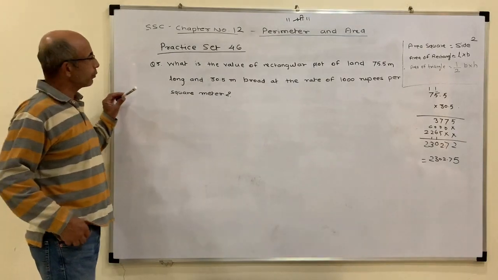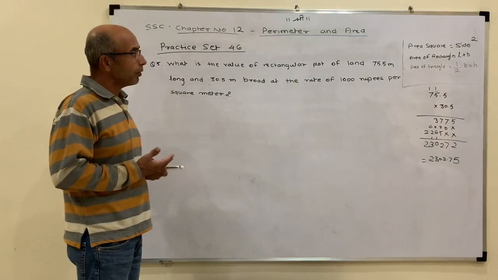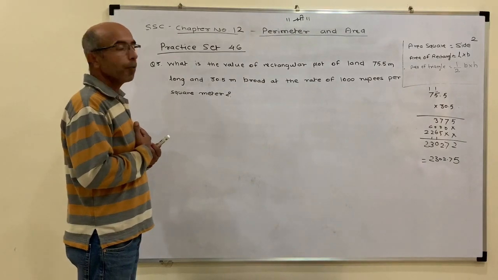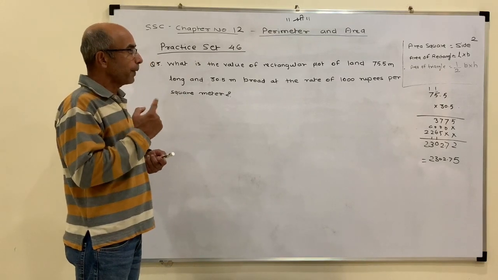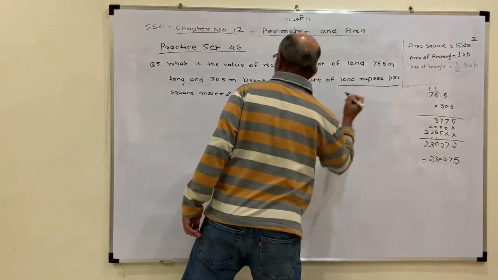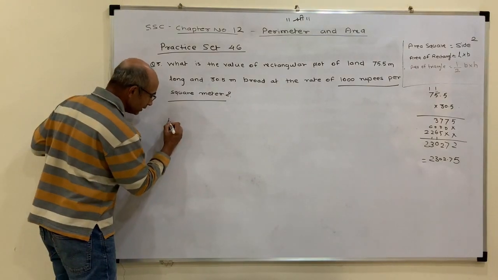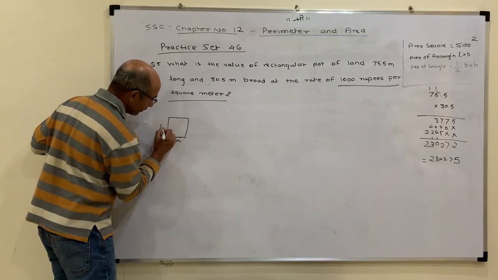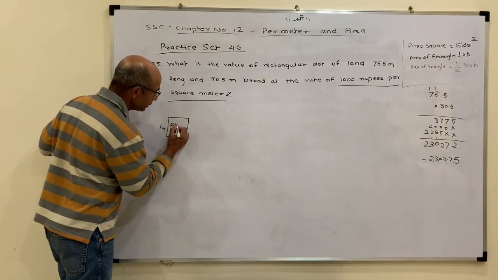So now let's look at question number 3. What it says: what is the value of a rectangular plot of land 75.5 meters long and 30.5 meters broad at the rate of 1000 rupees per square meter? You need to understand this. 1000 rupees per square meter. So the 1000 rupees charges the cost of 1 meter by 1 meter. This 1000 rupees is for this size of the land.